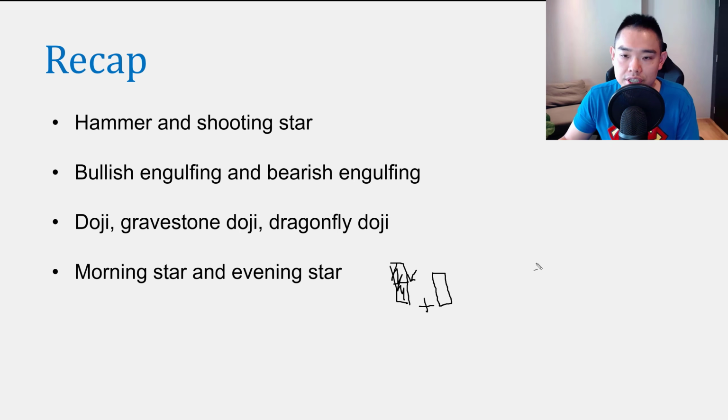And the evening star is just the inverse. This one over here, the first, is a green candle. Then we have a doji, or maybe even just a small body candle. And then the market on the third candle closes below the halfway mark of the first candle. This is what we call an evening star. So the morning star has a bullish annotation to it, and the evening star has a bearish annotation to it.